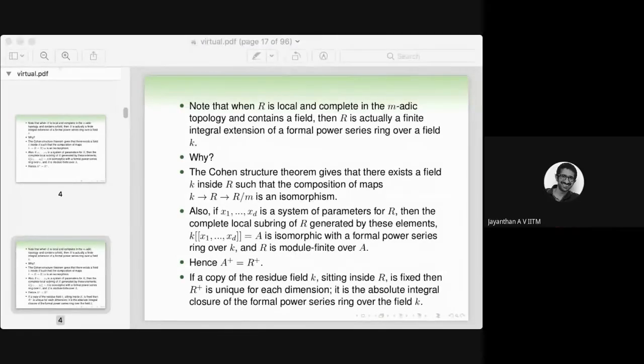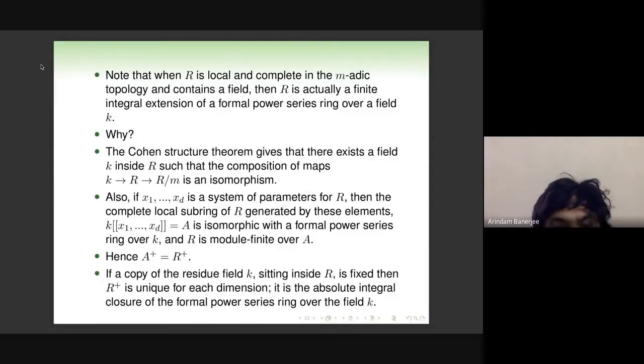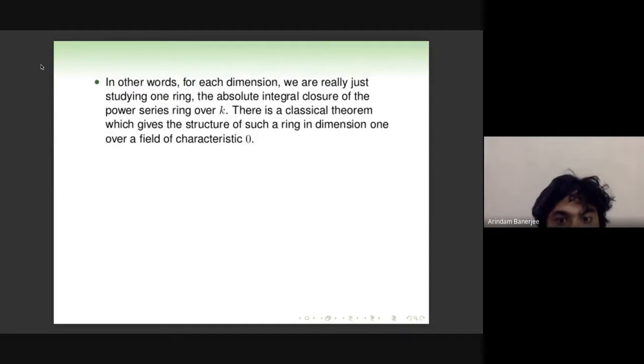Nina is asking, what do you mean by each dimension? Well, because essentially for each dimension we have one formal power series ring. So it is enough to study the absolute integral closure of that. In other words, we're basically studying one ring, the absolute integral closure of a power series ring.